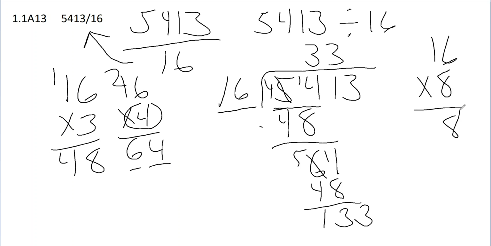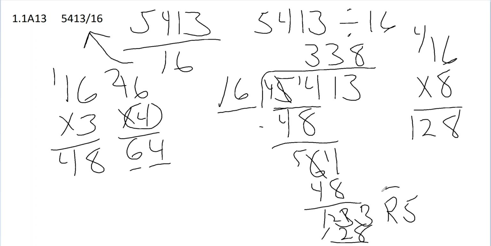6 times 8 is 48. 1 times 8 is 8. 9, 10, 11, 12. We have 128. Can't go any higher than that. So let's go ahead and put an 8 right here and find out what our remainder is. Should have left more room. 13 minus 8 is 5. So it looks like we have a remainder of 5.